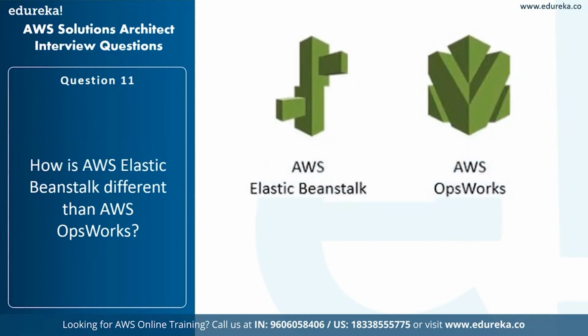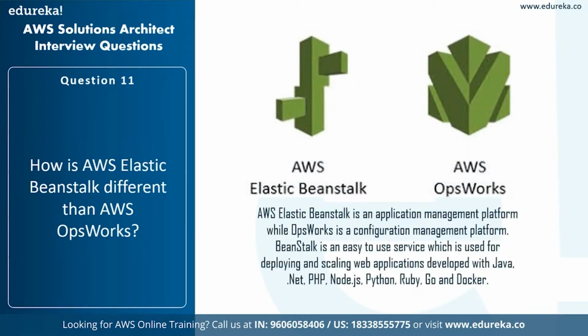Now let's have a look at the next question, which is how is AWS Elastic Beanstalk different than AWS OpsWorks? Now AWS Elastic Beanstalk is an application management platform, while OpsWorks is a configuration management platform. Beanstalk is an easy-to-use service which is used for deploying and scaling web applications developed with Java, .NET, PHP, Node.js, Python, Ruby, Go, and Docker.